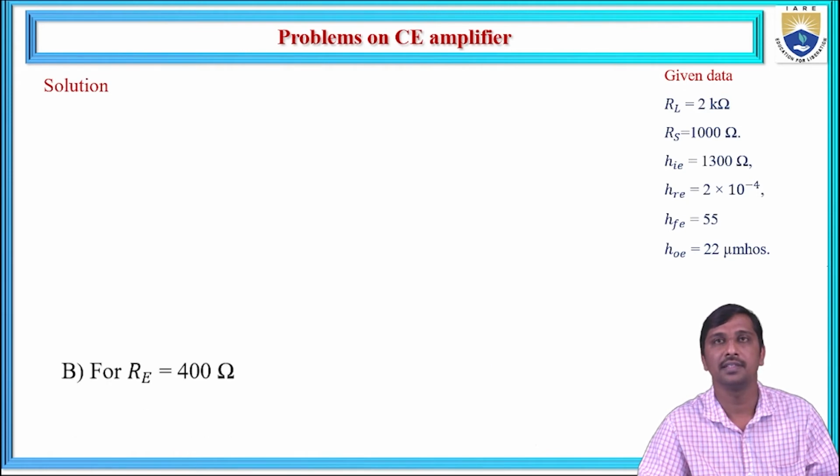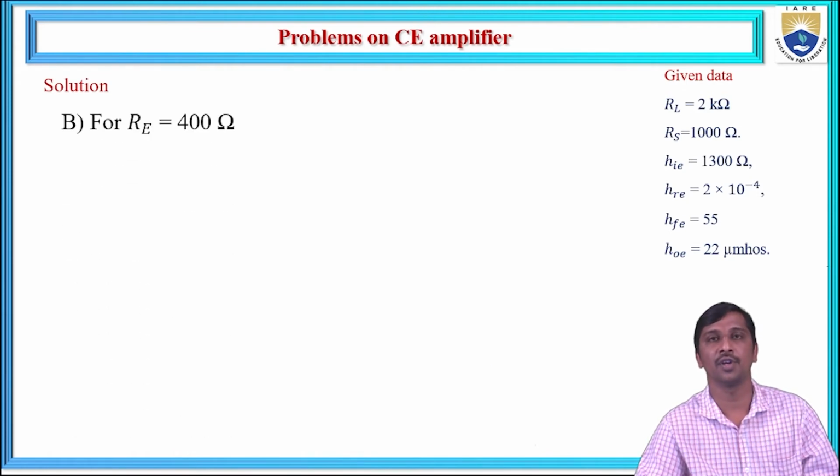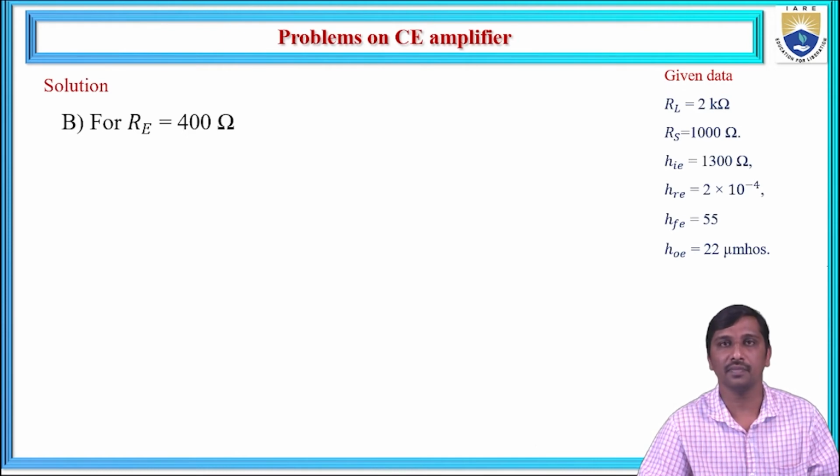Now we need to consider when RE is 400 ohms. Up to this point, we considered the emitter resistance as 200 ohms. Now we need to calculate the same parameters when the emitter resistance changes from 200 ohms to 400 ohms. Again, first we need to find out which model we need to use, either the approximate model or the exact model. To identify the model, we need to verify the condition. The condition is hoe times of RE plus RL, generally hoe times of RL.